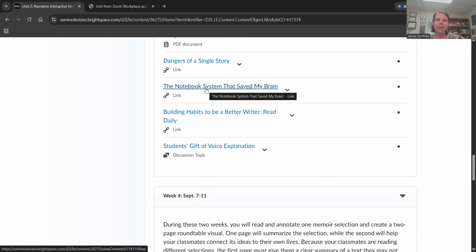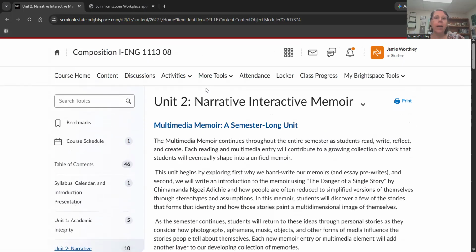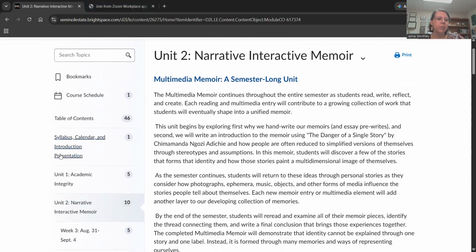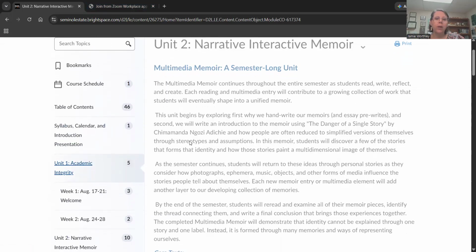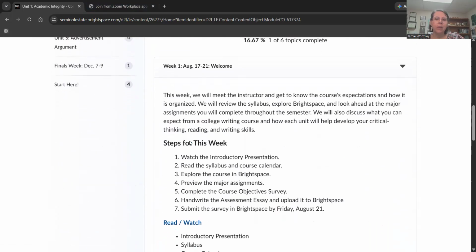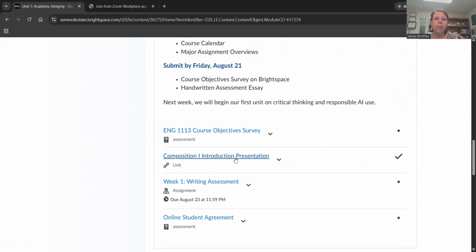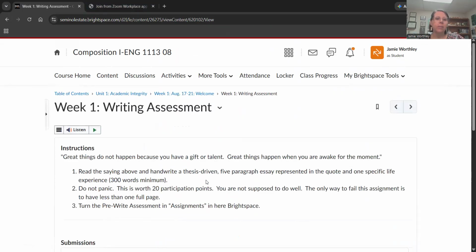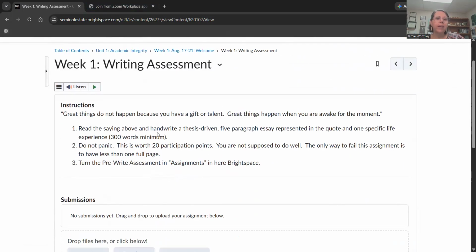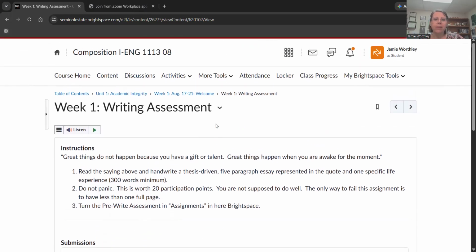And then the second reason is because, just about everybody knows that you are able to go to this assessment, right? You're able to click on my writing assessment. Okay, what do you want me to do? Read the saying above and handwrite a thesis-driven 5-paragraph essay that represents in the quote one specific life experience, 300 words. So you are able to copy and paste that into AI, a lot of people know that.